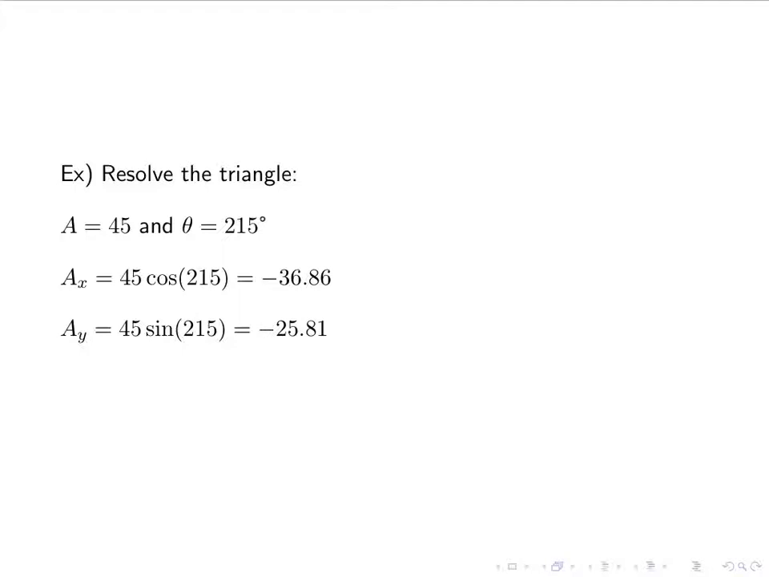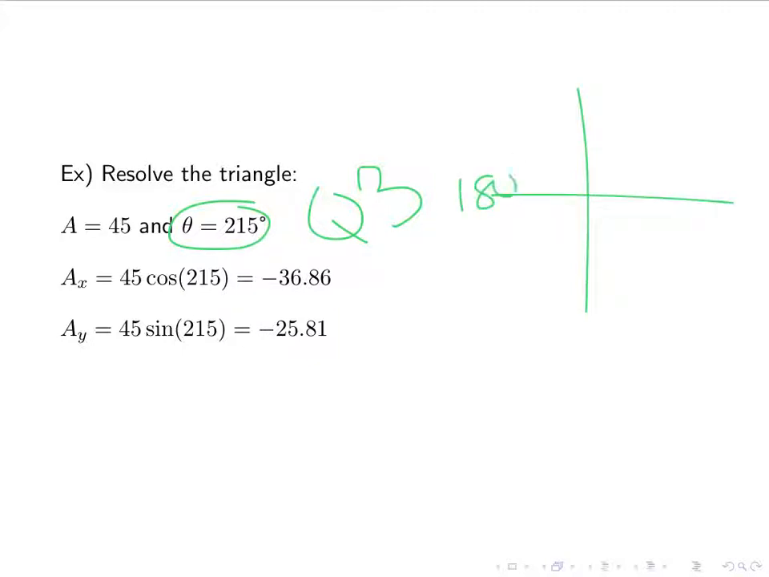Now, once you've got your two components, you want to make sure your answer makes sense. So I go back and I look at my angle, and I say, what quadrant is 215 degrees in? So I look at it and I say, okay, that is quadrant 3, right? I've got 180 here, 270 here, so it's somewhere in here. So does it make sense that my a sub x and my a sub y are negative? Hopefully yes, because this is the negative x, this is the negative y.